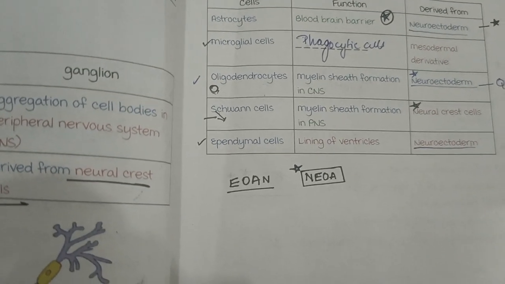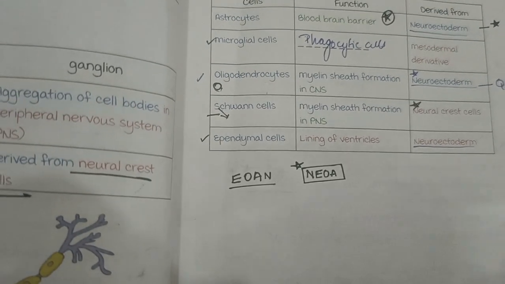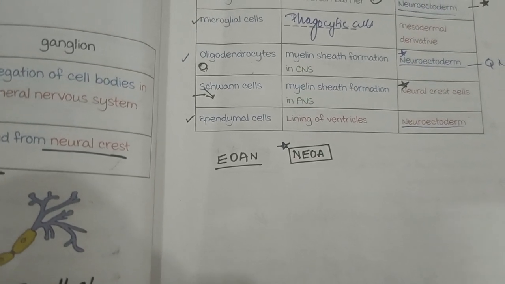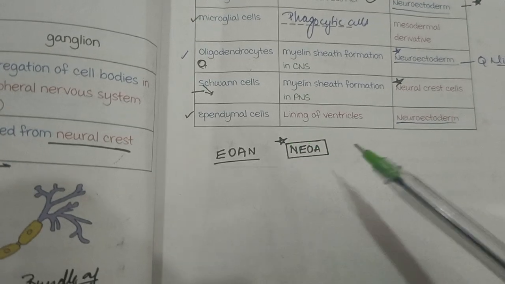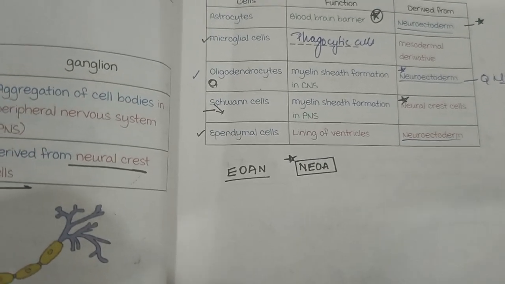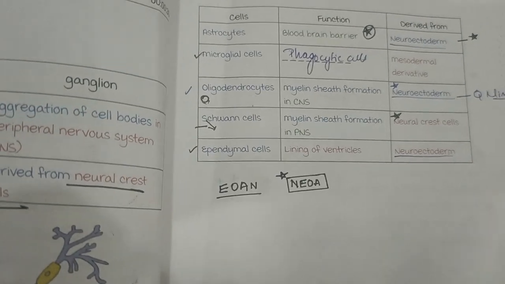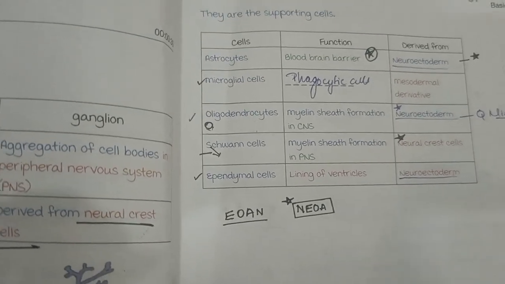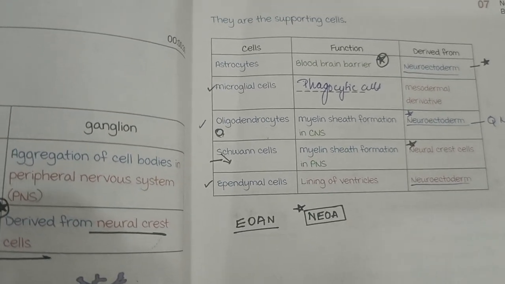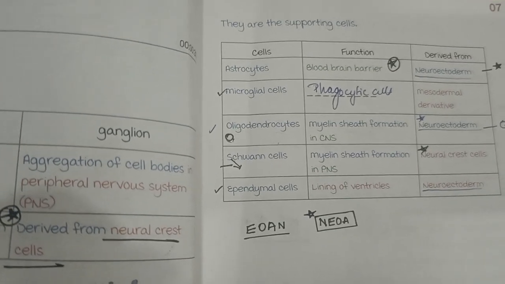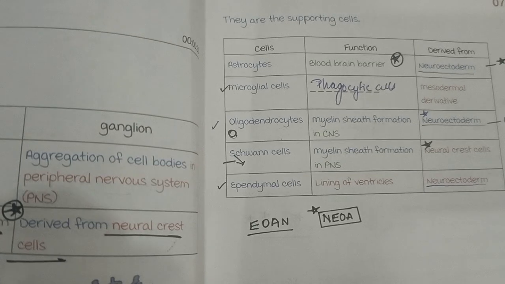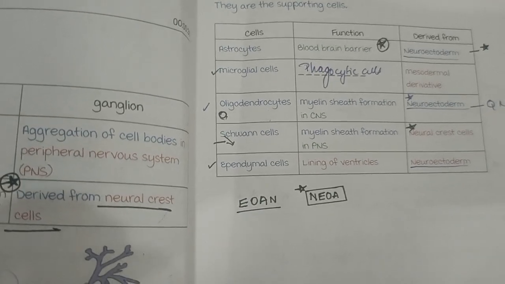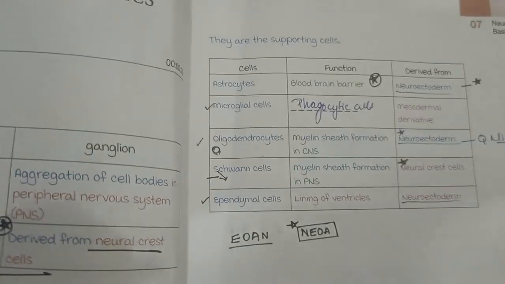Next important aspect is ependymal cells. Ependymal cells are the cells present in the lining of the ventricles. That's the point we need to understand: lining of the ventricles. We'll discuss in a further session what the ventricle is and where exactly the ependymal cells are present. For the time being, understand that astrocytes form the blood brain barrier. Microglial cells are phagocytic cells. Oligodendrocytes form myelin sheath in the central nervous system. Schwann cells form myelin sheath in the peripheral nervous system. Ependymal cells line the ventricles.